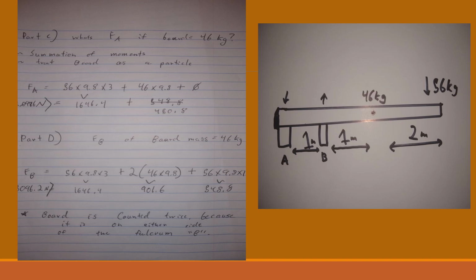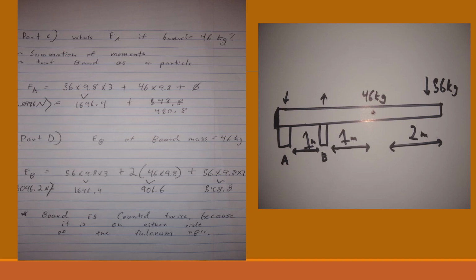It says, what is the torque of B, given the board has a mass of 46 kilograms? And this one's a little bit more tricky, because B is still our fulcrum through the whole series of these questions, but we are going to have to double up on our value for the board.